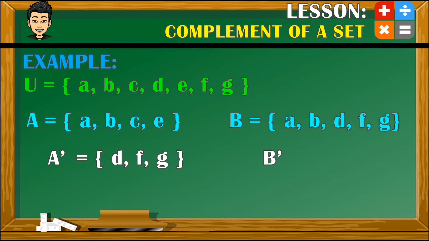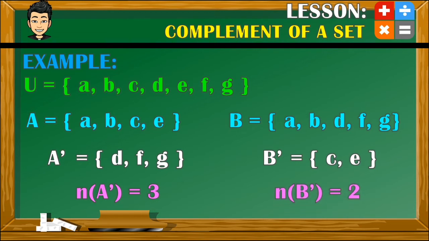On the other hand, since set B has A, B, D, F, and G as its elements, then we write the complement of set B with the following elements: C and E. Moreover, the cardinality of the complement of set A is 3, and the cardinality of the complement of set B is 2.